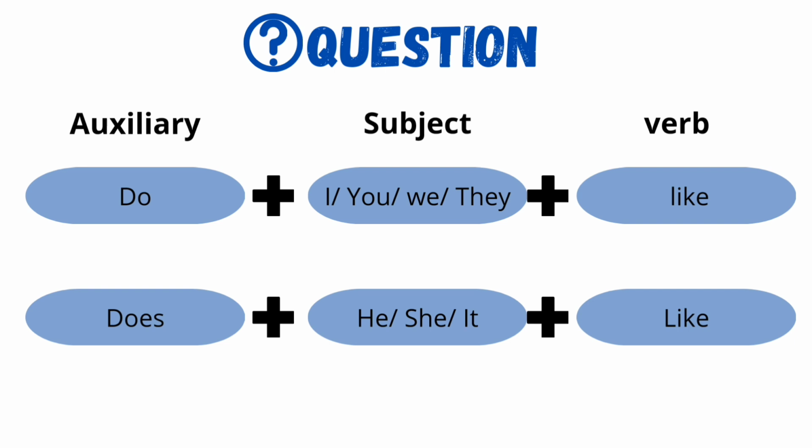For the question form, we use the auxiliary do, plus the subject plus the verb. And for the third person singular, he, she and it, we use the auxiliary does.